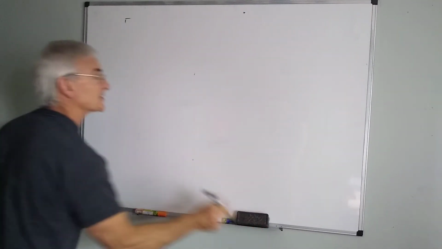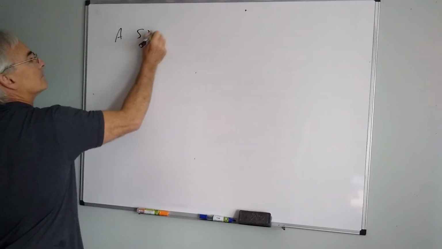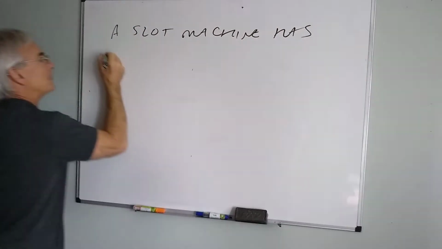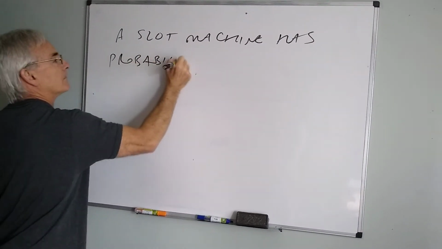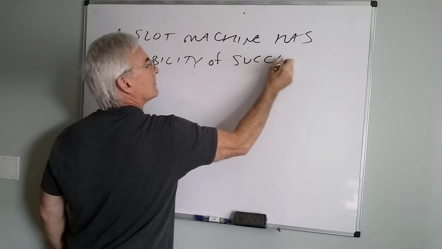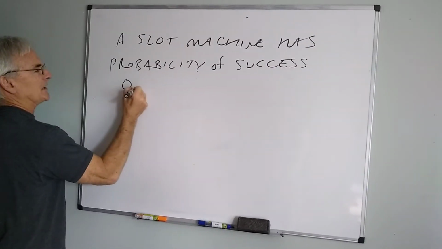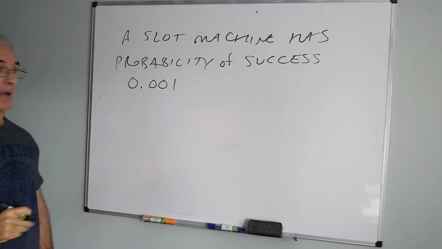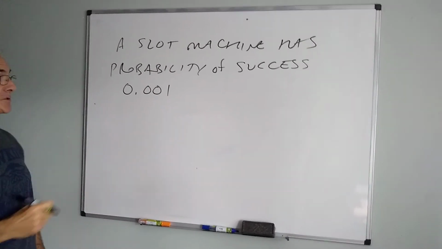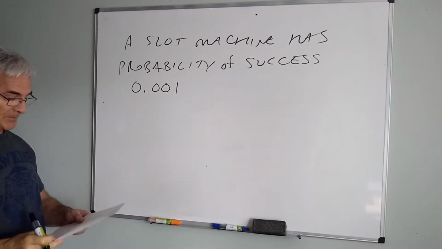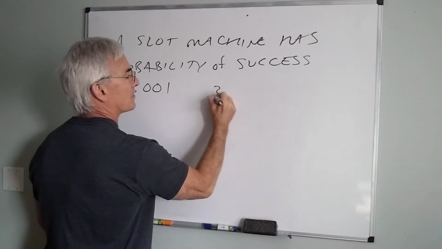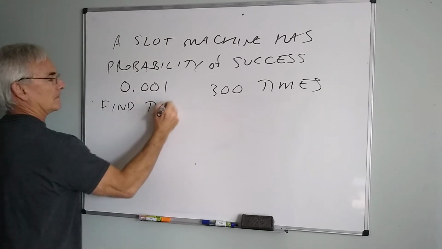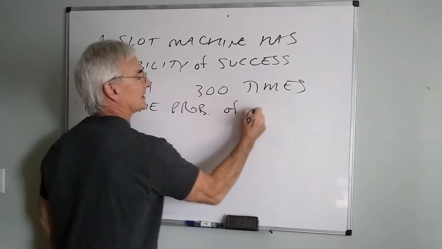All right, suppose you're playing at a slot machine. And the probability of success, let's just say, is 1 in 1,000. That might actually be kind of generous. Now, since the slot machine starts over every single time, it doesn't remember a previous success or failure, so the probability remains 0.001 every time that you do it. So if I said you want to do this 300 times, and you want to find the probability of at least one success.